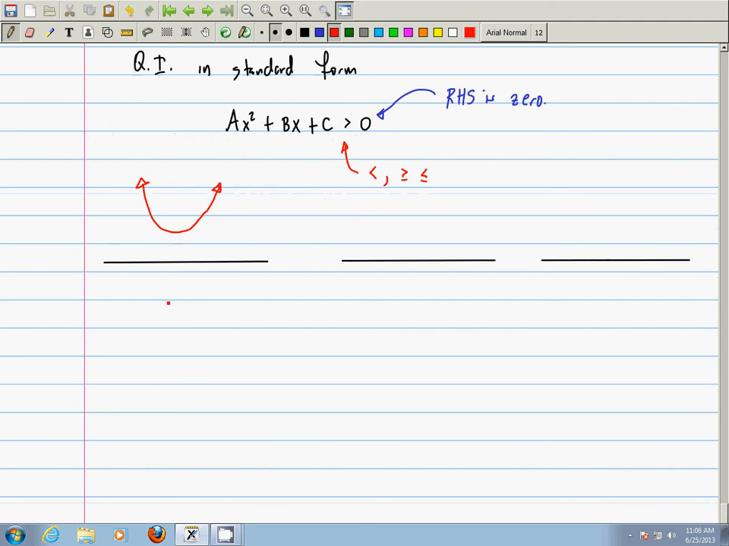So now I have a question for you. For what values of x is the parabola over the line? All values of x, right? No matter what, the parabola is always over the line. Right? The parabola is always over it. Okay. Similarly, how about this parabola?